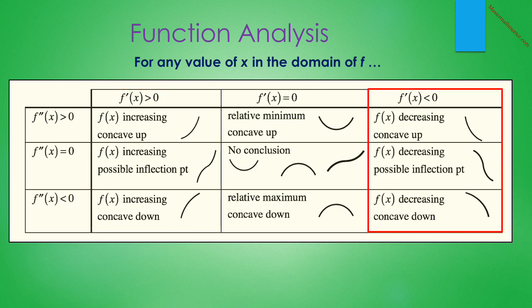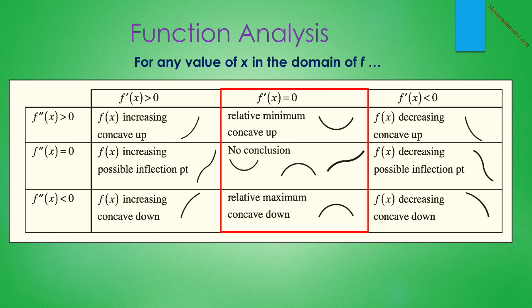Let's focus on f prime of x being less than 0. If f double prime of x is positive, that means that f of x is decreasing, but concave up. If f prime of x is less than 0 and f double prime of x equals 0, it also means that f of x is decreasing and there is a possible inflection point. If f prime of x is less than 0 and f double prime of x is less than 0, it also means that f of x is decreasing and concave down.